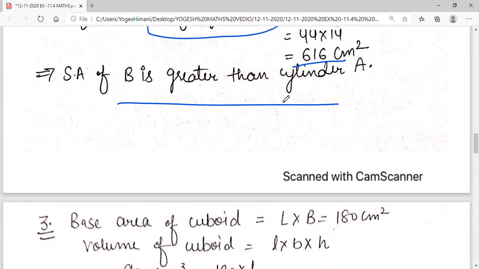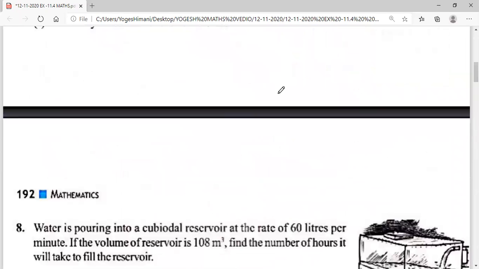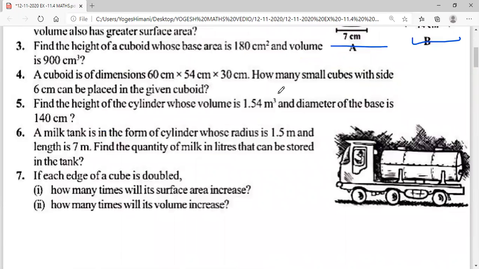Fine, students. Let's see our next question, question number 3. In question number 3, you can see: find the height of a cuboid whose base area is 180 square centimeter and volume is 900 centimeter cube.